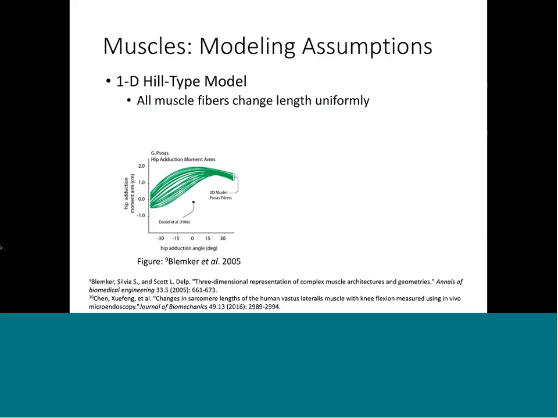For example, in a finite element model created by Silvia Blemker et al., they looked at the muscle moment arm plotted on the y-axis with respect to joint angle on the x-axis. In simple cases, the muscle moment arm is equivalent to the change in muscle tendon length with respect to joint angle. So if all muscle fibers change length uniformly, we'd expect to see no variability in moment arm with respect to muscle fiber. And clearly this isn't the case.